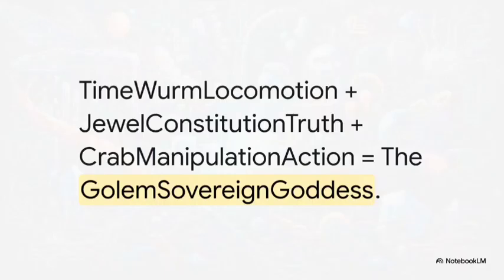And sitting right at the heart of this whole mystery is this one single, incredibly cryptic equation. I mean, just listen to this. TimeWurmLocomotion plus ConstitutionJewelTruth plus crab manipulation action equals Messiah Dillon Scar Edward Thompson's Golan Sovereign Goddess. This looks more like a riddle from some bizarre sci-fi epic than a technical document. This is our central puzzle.